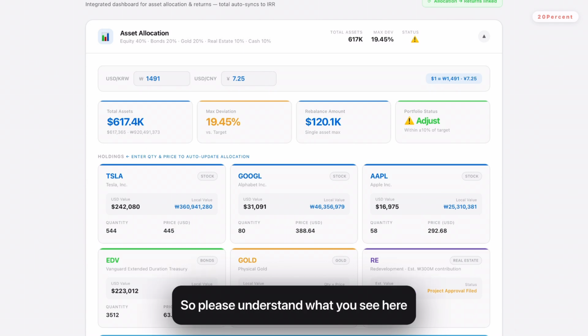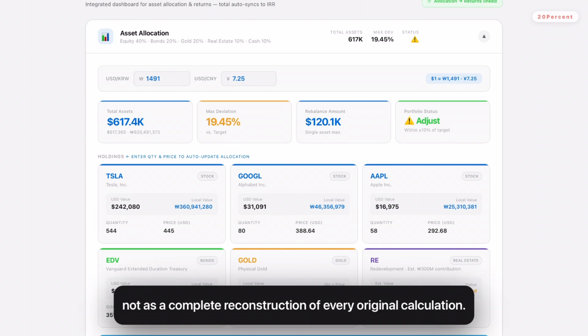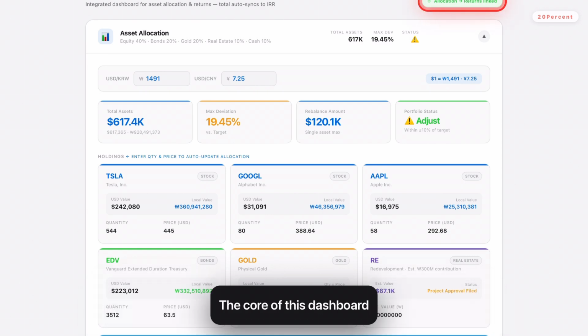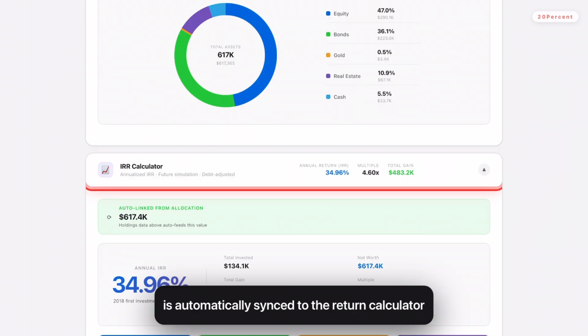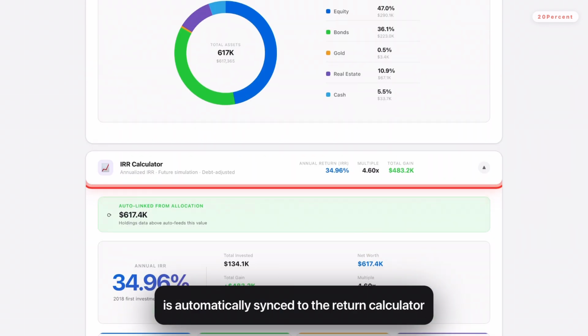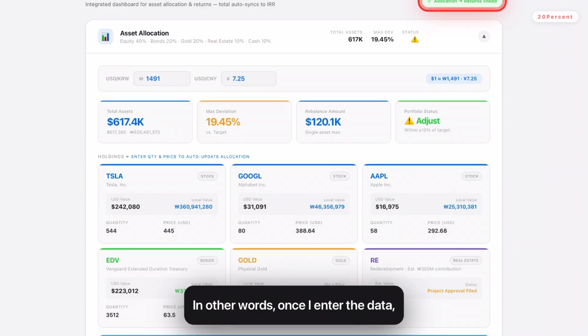So please understand what you see here as a reference summary prepared for explanation, not as a complete reconstruction of every original calculation. The core of this dashboard is how everything is linked together. The total value of the holdings entered in the allocation section is automatically synced to the return calculator as the current portfolio value. In other words, once I enter the data once, everything else updates together.